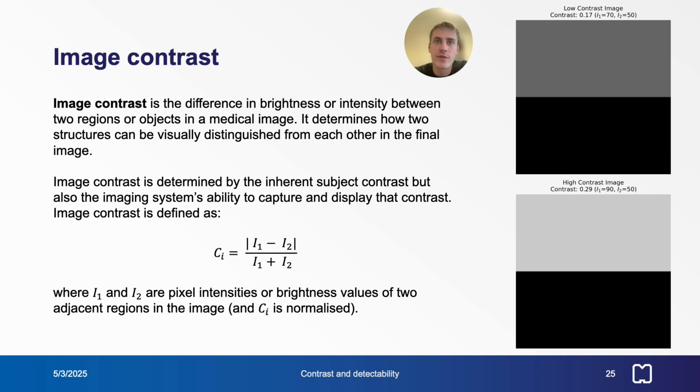Image contrast is the difference in brightness or intensity between two regions or objects in a medical image. It determines how two structures can be visually distinguished from each other in the final image. Image contrast is determined by the inherent subject contrast, but also the imaging system's ability to capture and display that contrast. Image contrast is related to the absolute difference in the pixel intensities or brightness values of two adjacent regions in the image.